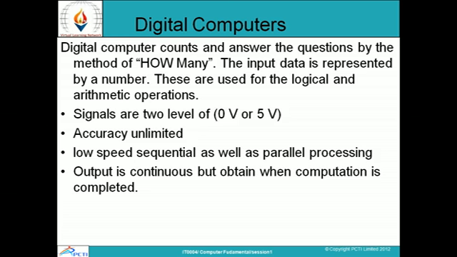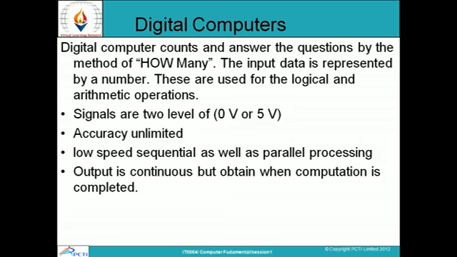The other type of computer is digital computer. इसमें how many का concept होता है. Analog में how much का concept होता है, and digital computers में the main concept is how many. They also have signals, but they are of two levels. Like in analog we have continuous signals. Digital computers में signals are of two levels, and their accuracy is unlimited. हमारी जो analog थी उसमें हमारी accuracy limited थी, जबकि digital में it is unlimited. We have low speed, sequential as well as parallel processing, because इसमें sequential भी होगी और parallel भी processing होती है digital computers में.